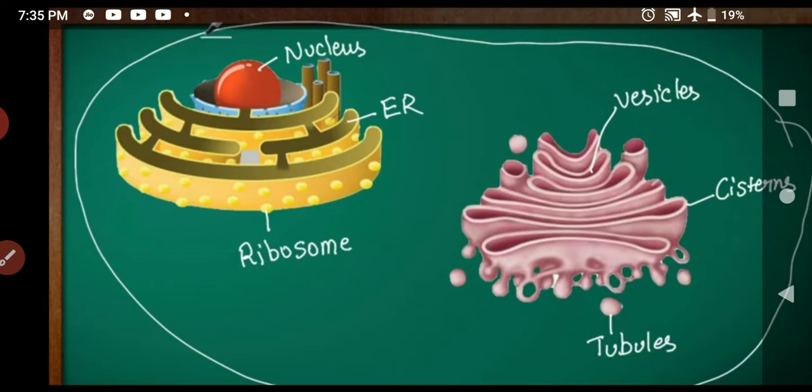And endoplasmic reticulum transfers the substance from one part to another inside the cells, and transfers the substance between the nucleus and cytoplasm. Whatever material is built in the nucleus, it transfers between the nucleus and the cytoplasm. So it acts as a carrier, like a channel to transport substances to all the parts of the cells.